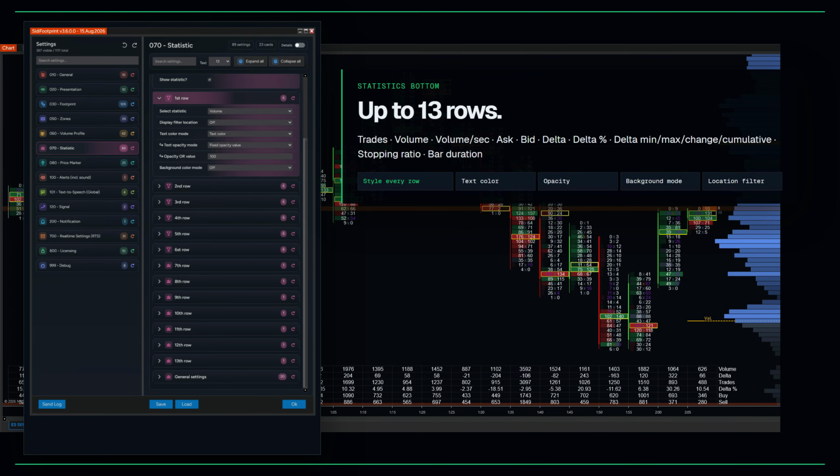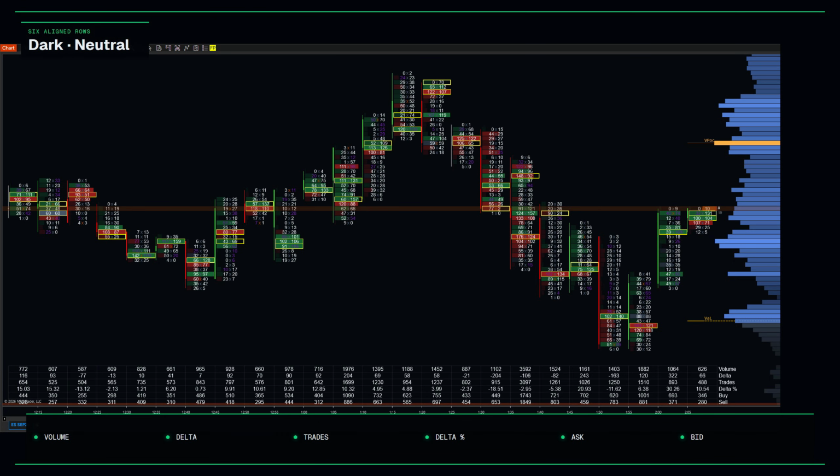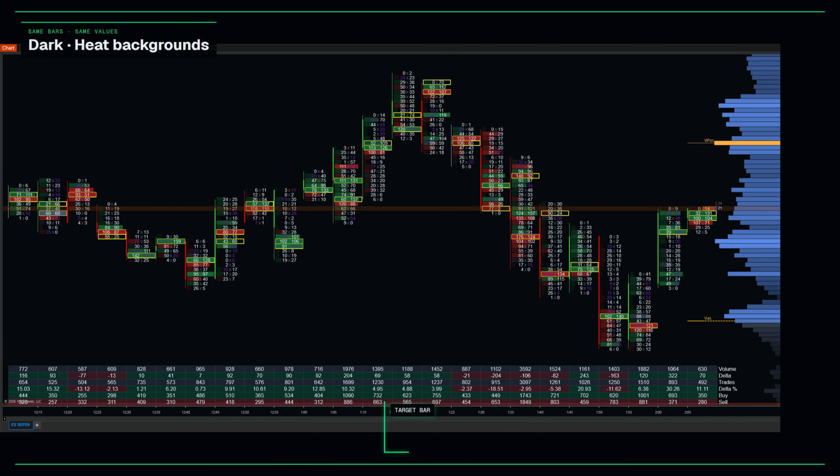Finally, statistics keeps bar volume, delta, trades, and related values aligned beneath the chart. We compare the target bar with its neighbors in the wider session. A number may look exceptional inside one candle and still be normal for that time of day.